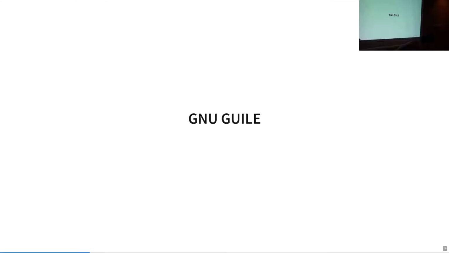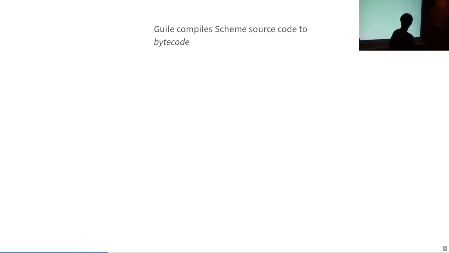I suppose most of you know, but Guile is an implementation of Scheme, and it can run languages other than Scheme, but probably Scheme is the most widely used and mature implementation. Guile compiles Scheme source code to bytecode. The compilation could happen ahead of time when running a script, or could happen incrementally when running in the REPL.